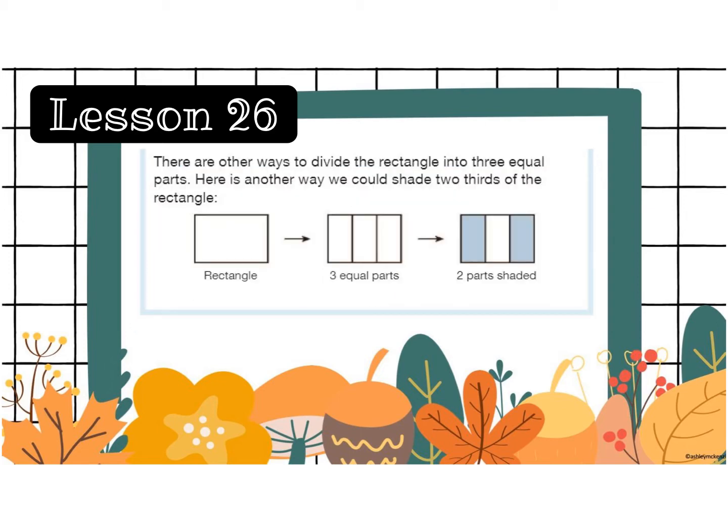Okay. It says there are other ways to divide the rectangle into 3 equal parts. Here's another way that we could shade 2/3 of the rectangle. I could split a rectangle up into 3 equal parts horizontally, and I could shade 2 of those 3 parts. So I could do this one, and I could do this one. It's another way to show 2/3. It's all the same amount, but they all have to be equal parts.